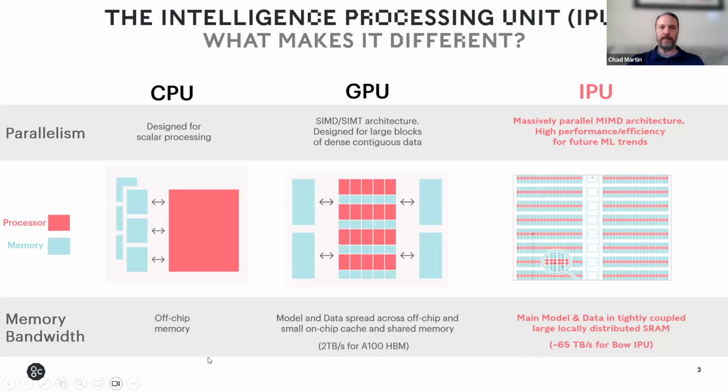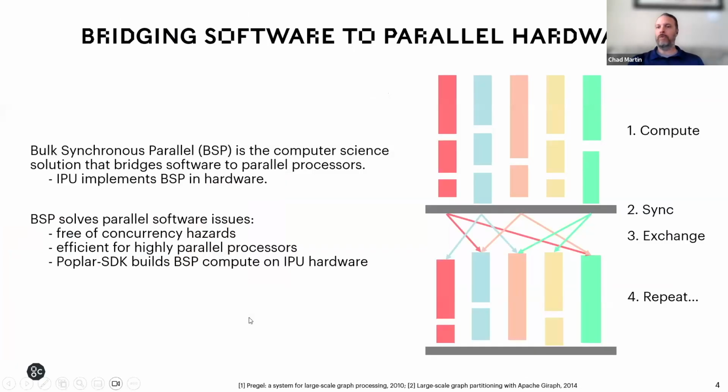Now, looking at how the architecture works, we use a technique called bulk synchronous parallel, which was invented prior to IPUs, but it was more meant for HPC systems and was a software level implementation to make it easier to program to large parallel systems. The IPU is an implementation of bulk synchronous parallel in hardware rather than software.